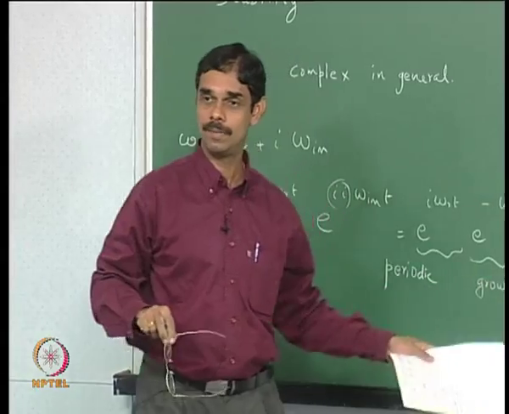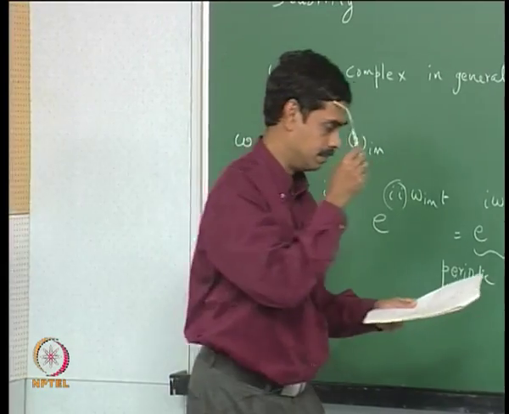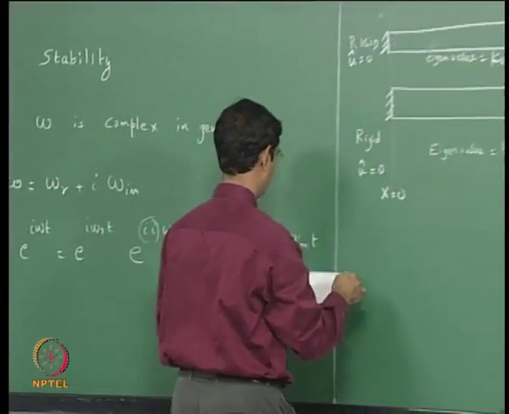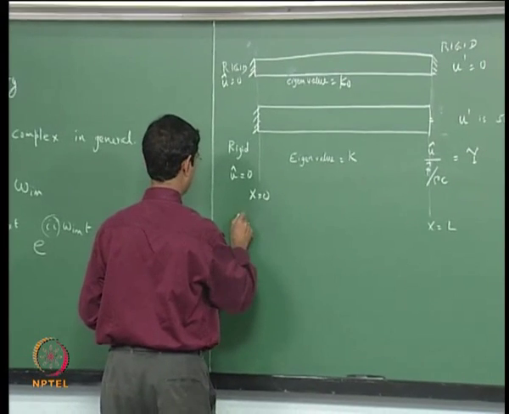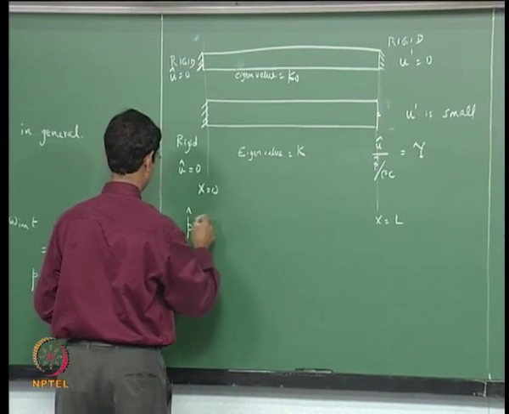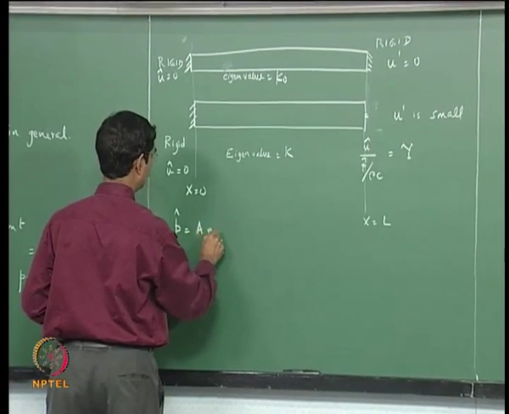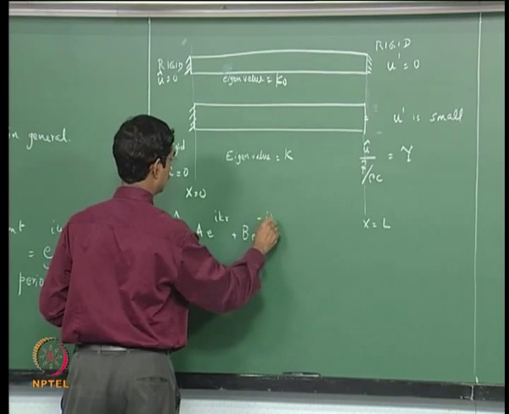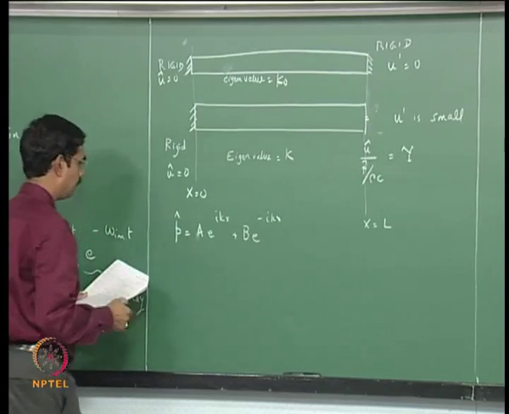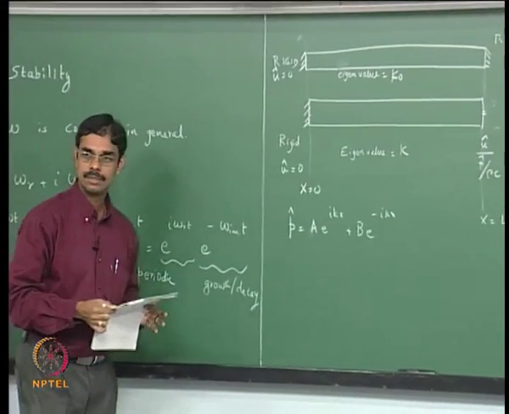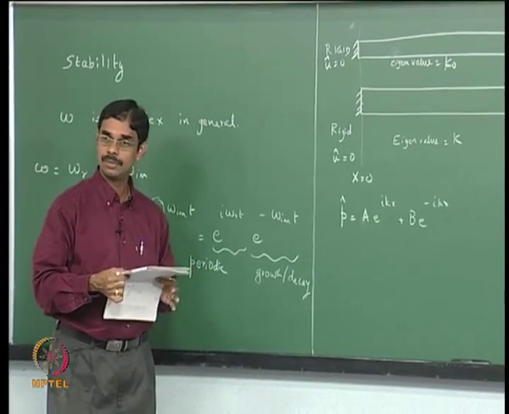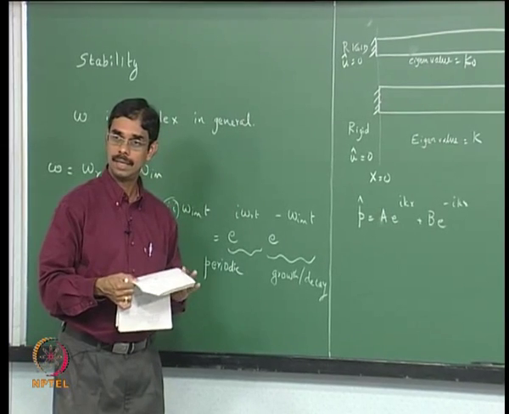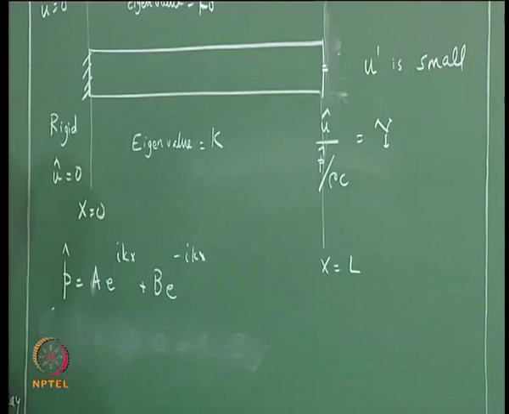So I hope the problem is set up clearly. It is a well defined problem. So the pressure P hat is equal to a complex amplitude, A e power ikx plus B e power minus ikx, and if you have a rigid end at x equal to 0, then what happens, A will be equal to B, right.